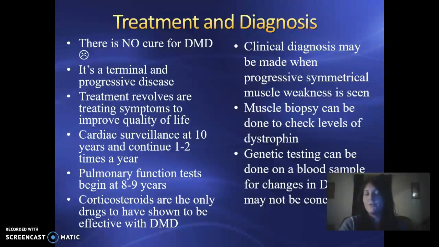Diagnosis. So there's 3 ways to diagnose a DMD. They can do a clinical diagnosis, and basically after they see a progressive symmetrical muscle weakness, that's how they make the diagnosis. They can also do a muscle biopsy, which is when they take a piece of the muscle and they are able to check the levels of dystrophin. So if they see the levels are very low or not even there, that's how they can tell they have DMD. They can also do a blood sample where they can look at the DMD gene and see if there's anything wrong with it, but this may not be conclusive, and sometimes it won't tell them for sure if the patient has DMD or not.